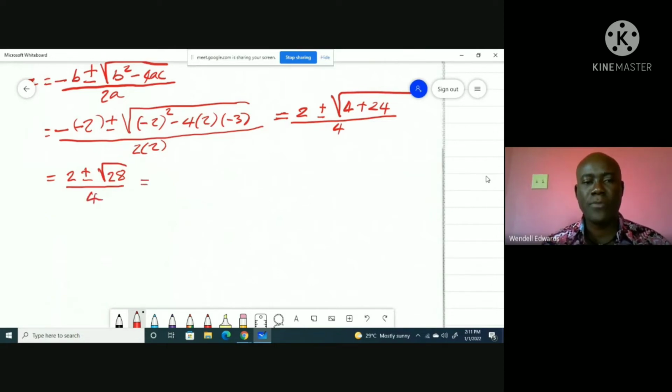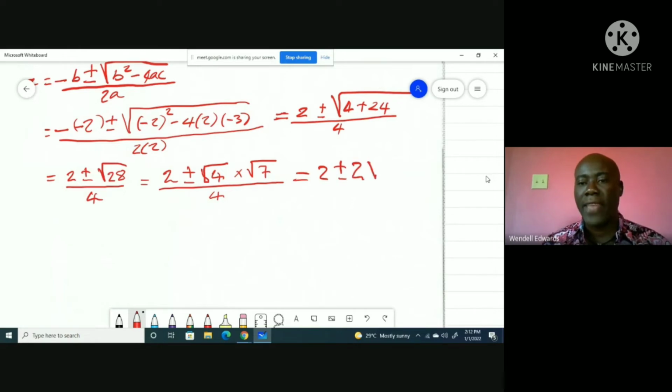All right, let's push further. So 2 plus or minus. I need to manipulate this 28 using the radicals, but guess what? There's a perfect square for that, which is the root of 4. So the root of 4 times the root of 7 is the same thing as the root of 28. So I was able to get out the root of 4, and all of this is over 4. Let's go further. In simplification, we're looking at 2 plus or minus the square root of 4 is 2, and then we have times the root of 7. My answer is now coming to what I want, all over 4.